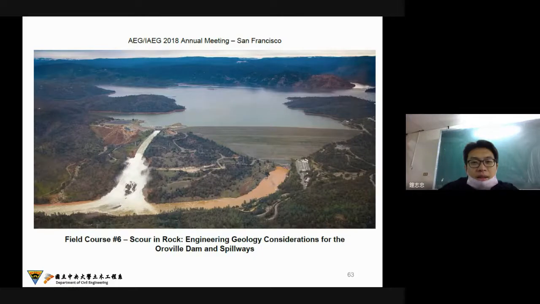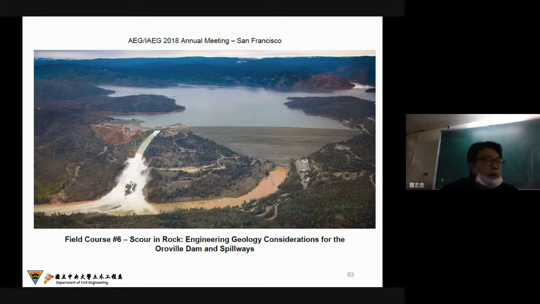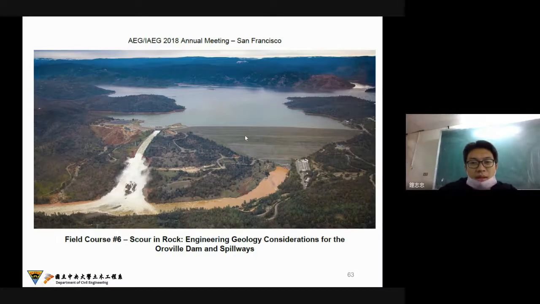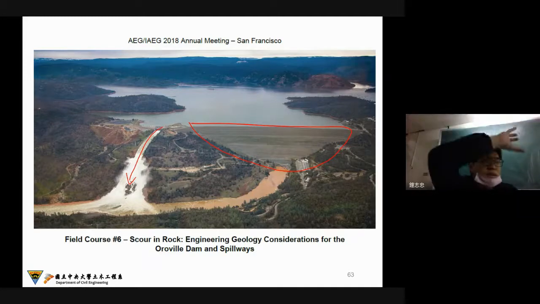And this is, I already showed that before in the beginning of this class, the Oroville Dam in California, the second highest dam in the US. Okay, so in 2018, this is the earth dam in this area, and this is the spillway made by concrete on the surface.